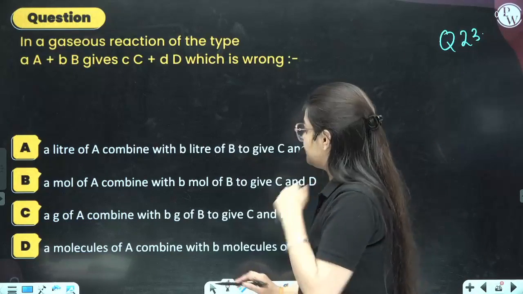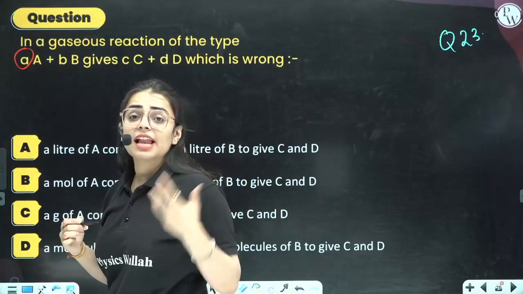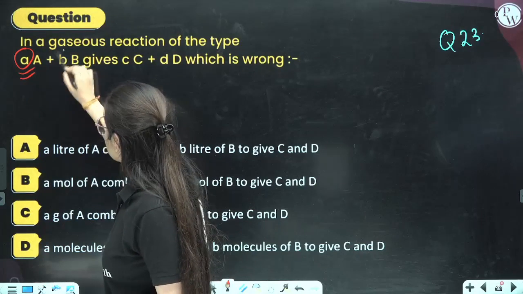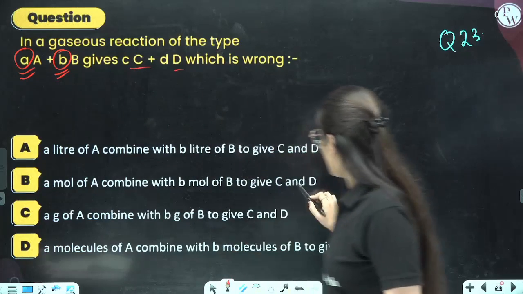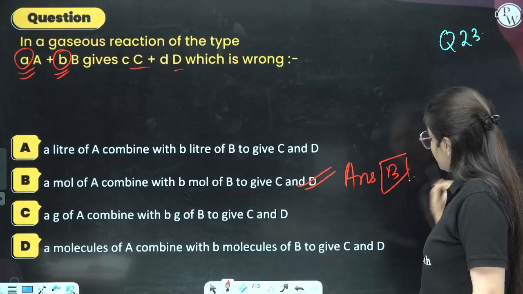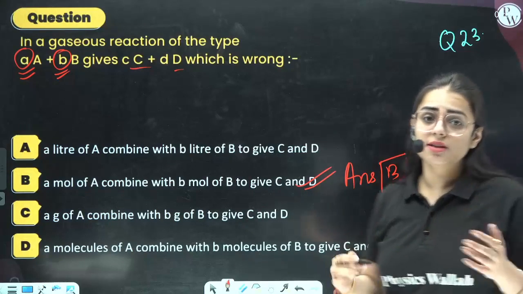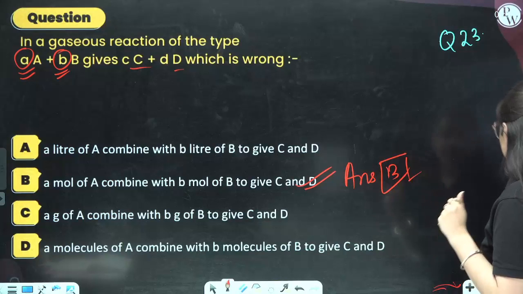Now see over here. Whenever we're talking about these things, do you remember in the previous question also we were calculating moles? So a moles of A is combining with b moles of B to give C and D. So option number B is going to be our correct answer, a direct answer. If you have done the limiting reagent concept.